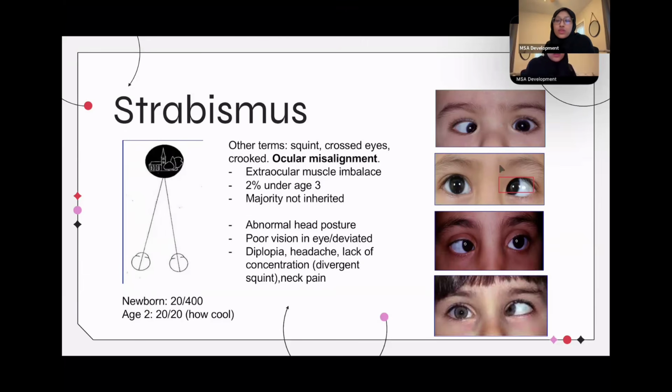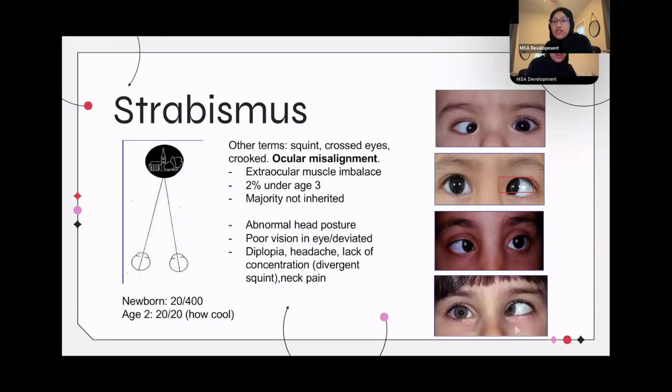What are the symptoms? So a child with strabismus will have these obvious symptoms, but they can also have abnormal head posture to try to see something, or poor vision in one eye, or again, diplopia, double vision, lack of concentration, or neck pain because they're trying to move their head, right? So this is the abnormal one. This is the abnormal one here, here, here.